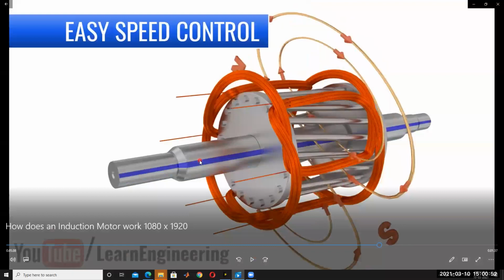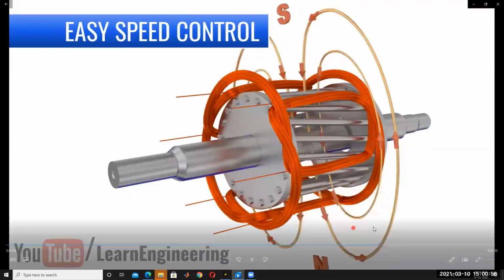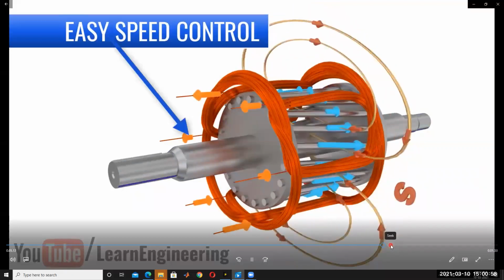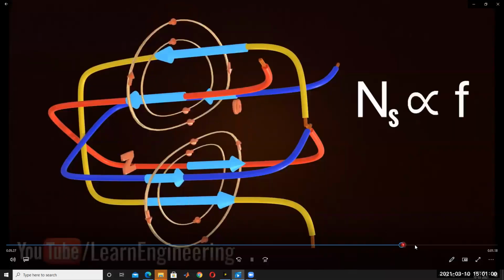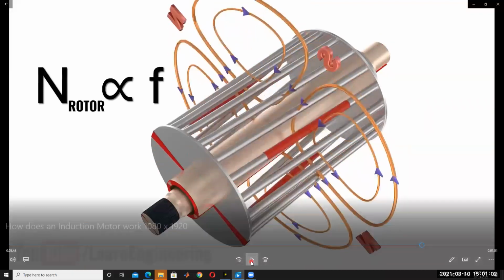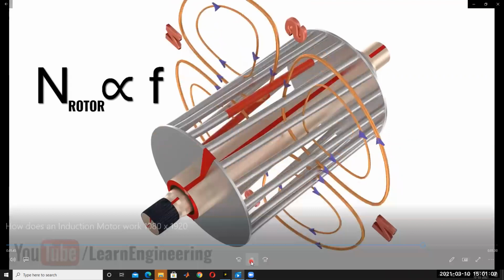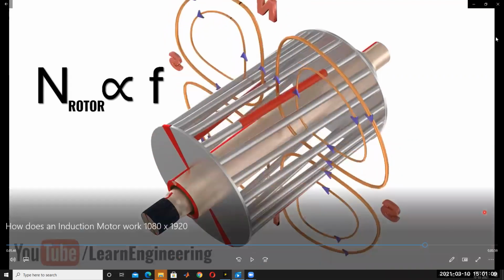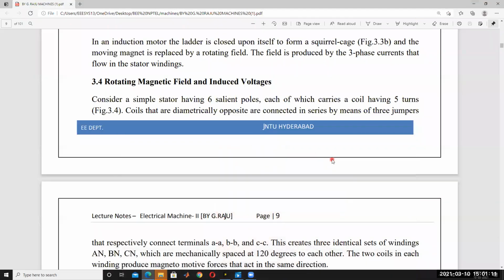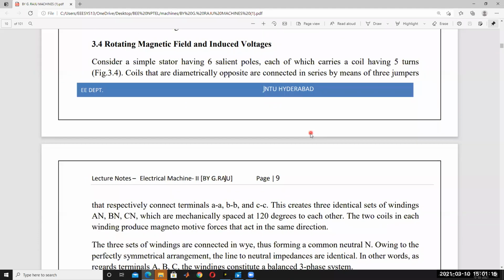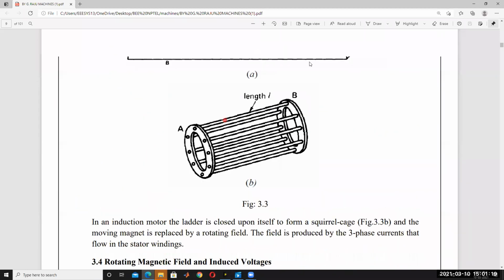So, easy speed control is possible in an induction motor. Speed control is easy; I'm already explaining this concept. By changing the frequency or by changing the poles, the speed of the induction motor can be controlled. Okay, speed is easily controlled. Now this is about the animation: the rotating magnetic field, and how it rotates in an induction motor. That is the concept we have to discuss.